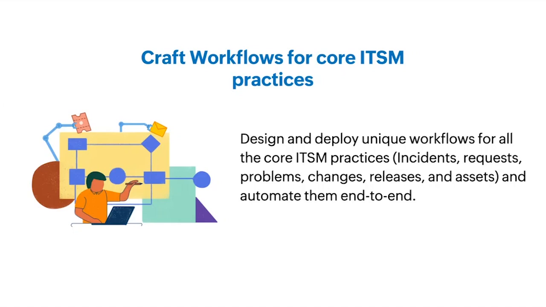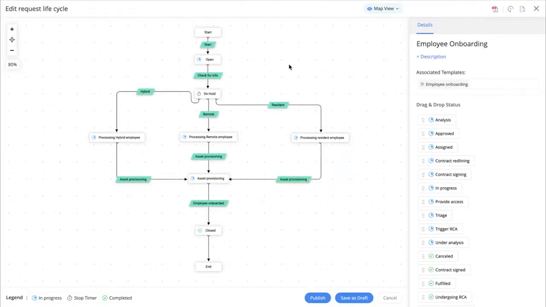In one of the previous episodes of this series, we saw how you can streamline your incident management and request fulfillment processes using request life cycles. So you might be wondering how workflows are different from these life cycles, right? To help you understand better, let me quickly switch to the product and show you the key differences between the two. Now, this is a life cycle that we have configured for all employee onboarding requests.